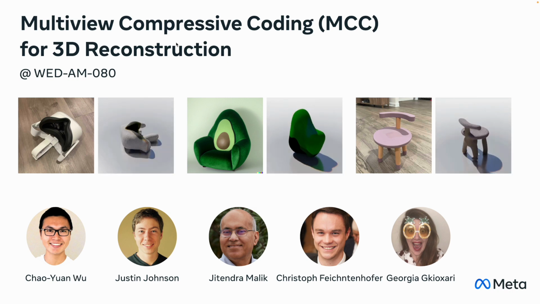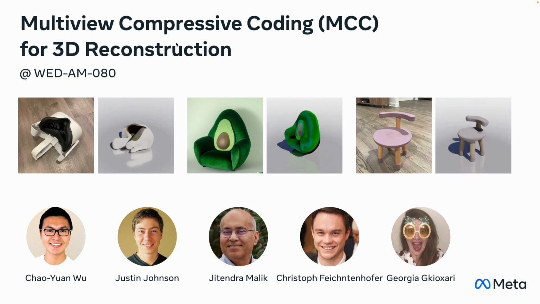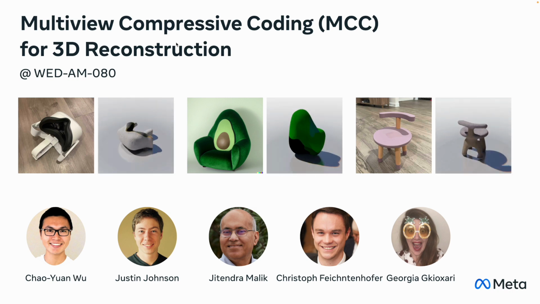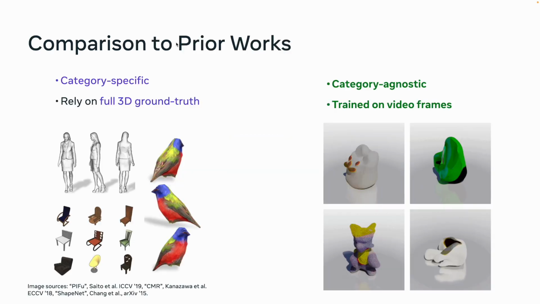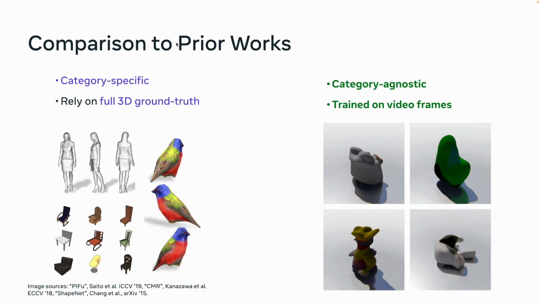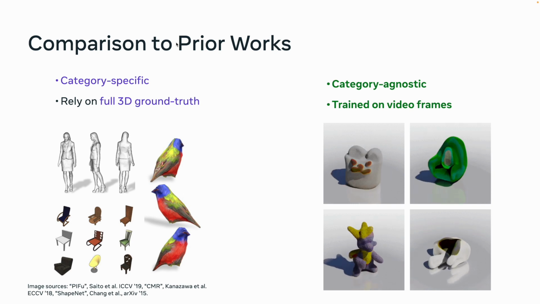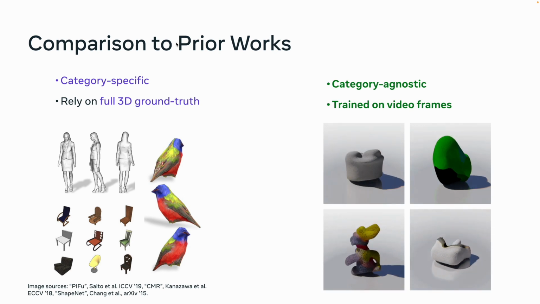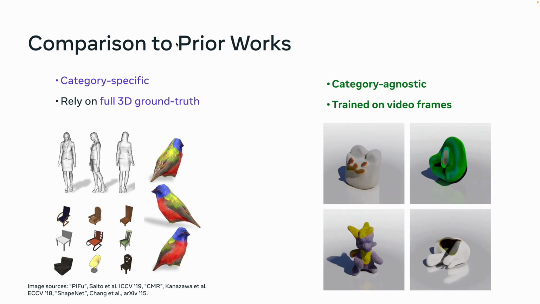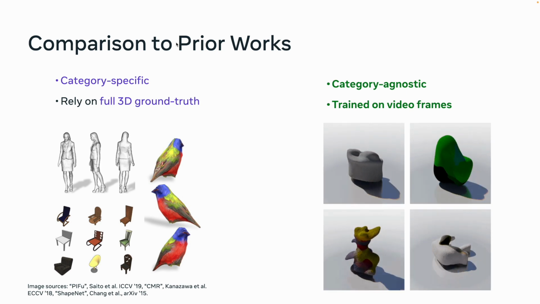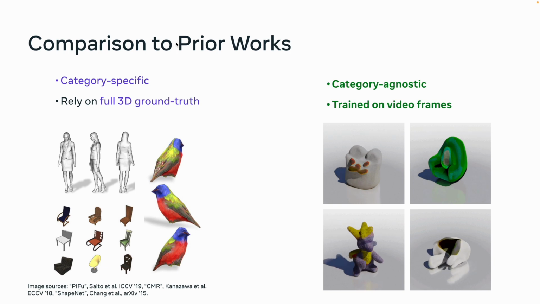We introduced Multiview Compressive Coding, or MCC, for 3D reconstruction. MCC is a system that inputs an RGBD image and outputs the full 3D reconstruction of the scene. MCC differs from most prior works in mainly two ways. First, while most prior works are category specific, MCC is category agnostic. Once trained, MCC can be used to reconstruct objects of any category.